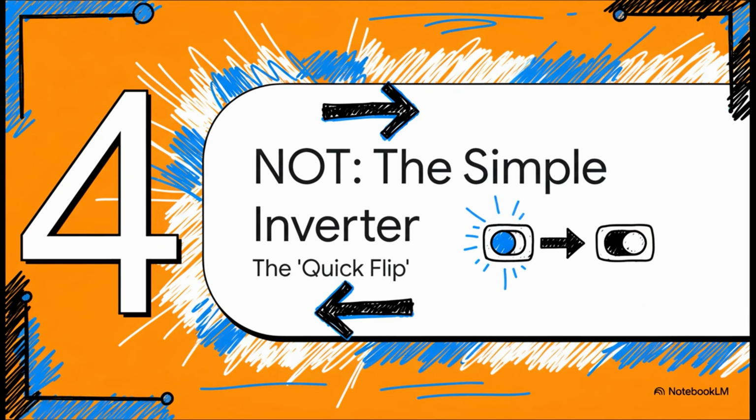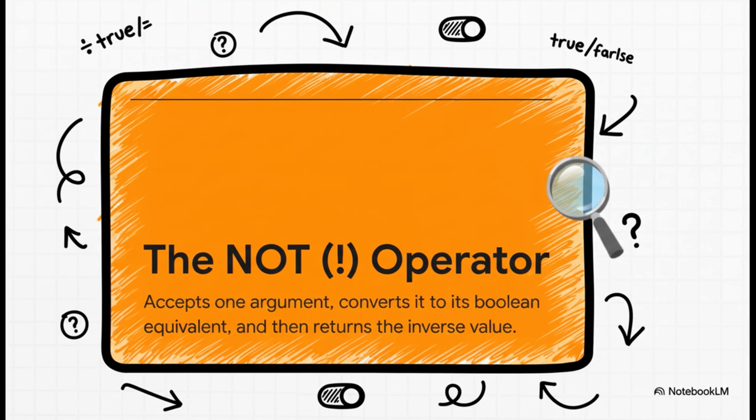Now for our third operator, NOT, which is just an exclamation mark. This one is way simpler, but trust me, it has a very neat trick up its sleeve. Let's call it the quick flip. The not operator is super straightforward. It takes any value, converts it to its pure Boolean form, and then just flips it. So not true becomes false. And since the number 0 is a falsy value, not 0 becomes true.